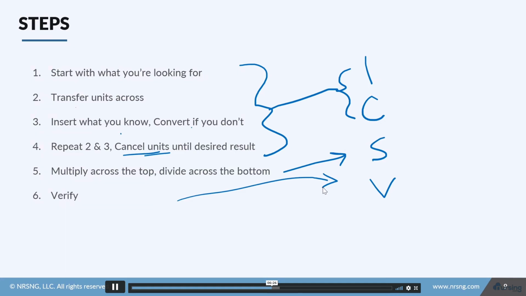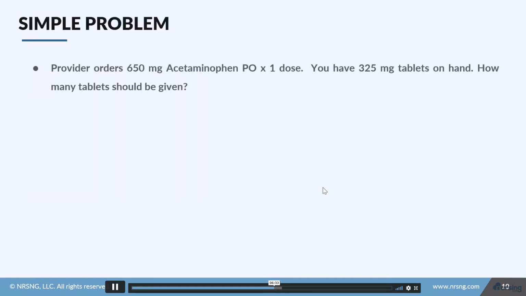Now, I want you to see how amazing dimensional analysis is. It works for super simple and super complex problems. Let's look at a simple one first. The provider orders 650 milligrams of acetaminophen PO times 1 dose. You have 325 milligram tablets on hand. How many tablets should be given?